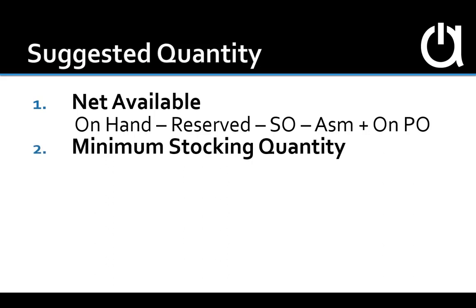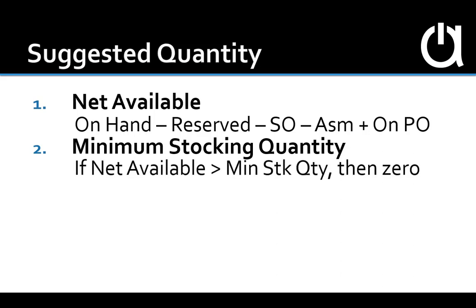The net available quantity is then compared to the minimum stock quantity or the reorder point for the warehouse. This item is not recommended for reorder if the net available quantity is greater than the minimum stocking quantity. Otherwise, we continue to the next check.